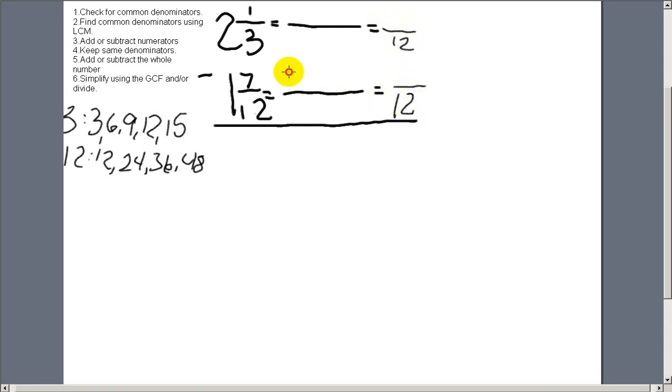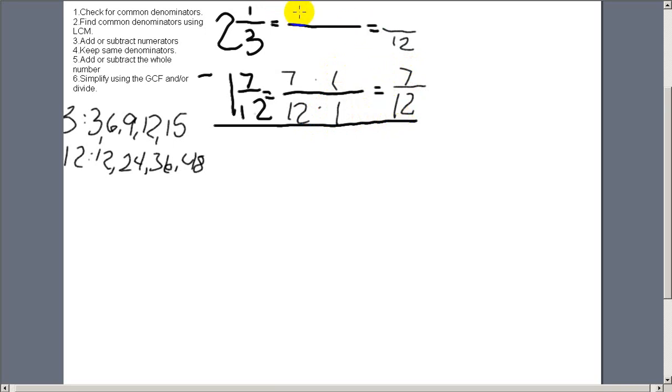Now I need to turn each fraction, 7/12 and 1/3, into a fraction that has 12 as its denominator. I'm going to do that by multiplying by a fraction of 1. The fraction of 1 I'm going to use for 7/12 is 1/1. Therefore, my new numerator is going to be 7. My new denominator is going to be 12.